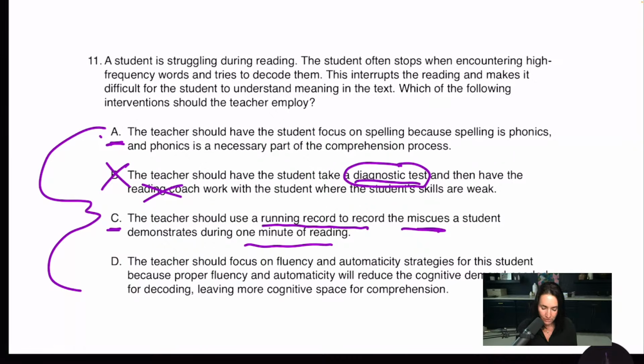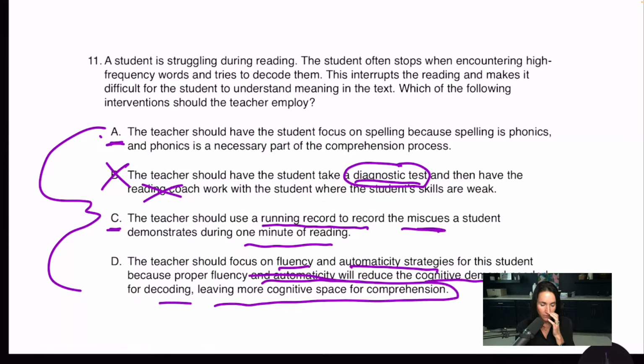D, the teacher should focus on fluency and automaticity strategies for the student because proper fluency and automaticity will reduce the cognitive demand needed for decoding, leaving more cognitive space for comprehension. Okay, let me talk about this one for a second. When students are struggling to read, and I talked about this in a couple of questions ago, they are using so much cognitive energy and cognitive demand that it's hard for them to get through the whole passage. We've seen it before. They're sounding out every word. You can see their little minds just like smoking because they're working so hard.